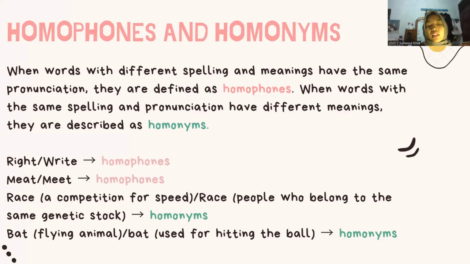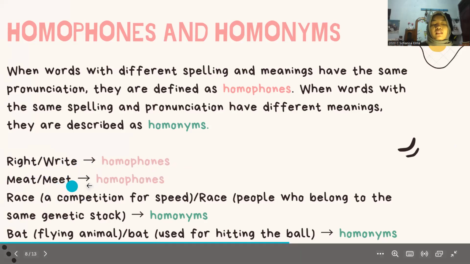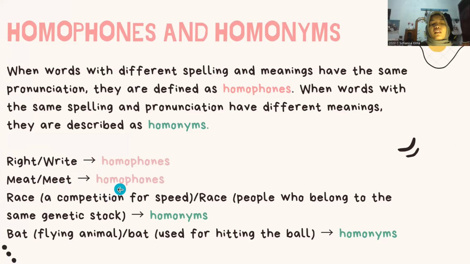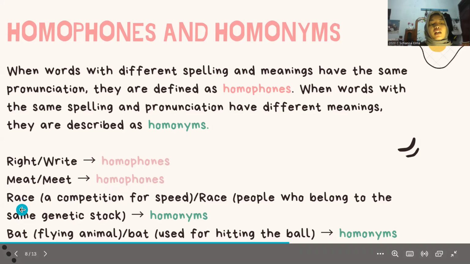Okay, so the next is homophone and homonyms. When words with different spelling and meaning have the same pronunciation, they are defined as homophones, and when words with the same spelling and pronunciation have different meanings, they are described as homonyms. Like this, right and write, we can call it homophone, and then meet and meat we can call it homophone.